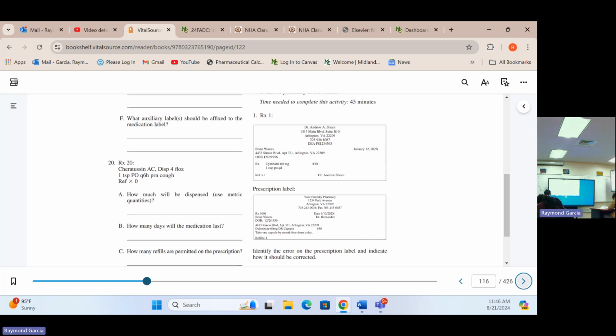The physician's name is different on the prescription label. So we have a Dr. Hernandez saying a Dr. Sheen. It should be a Dr. Sheen, because RX1 means that this is the original script, and we're printing this label here. So this should match all the information on here. So the physician's name is different.